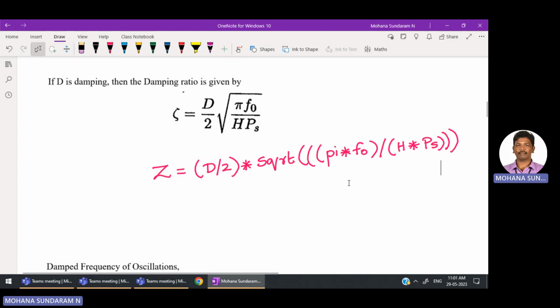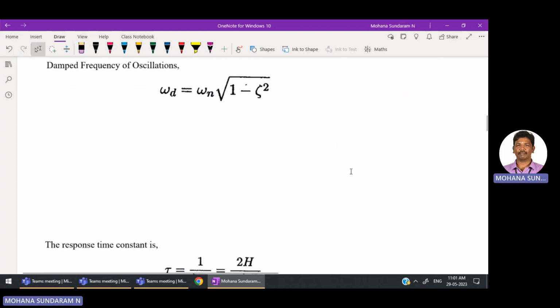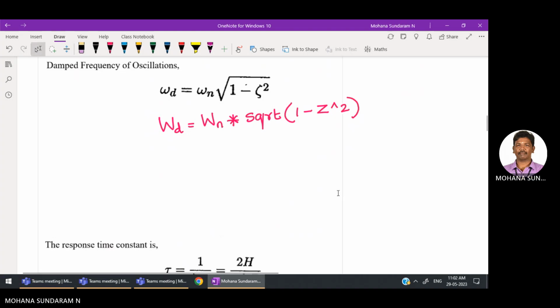This is the corresponding equation. For damped frequency of oscillation, you can have WD is equal to WN into square root of 1 minus zeta square. So it is 1 minus zeta, for zeta it is z, square means you put an upward root, then 2. That's all. This is 1 minus zeta square.